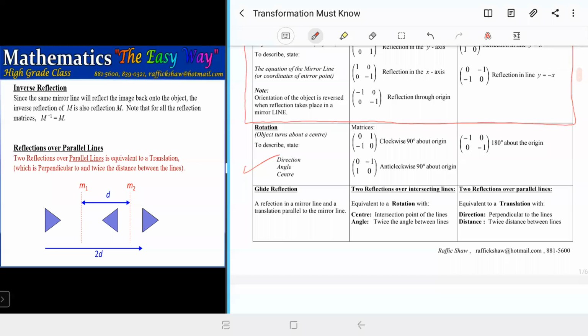These compound transformations. See the two reflections over parallel lines here that we just did? We just did that a while ago. It's equivalent to a translation. The direction is perpendicular to the lines, and the distance is twice the distance between the lines. So you can study that one as well.